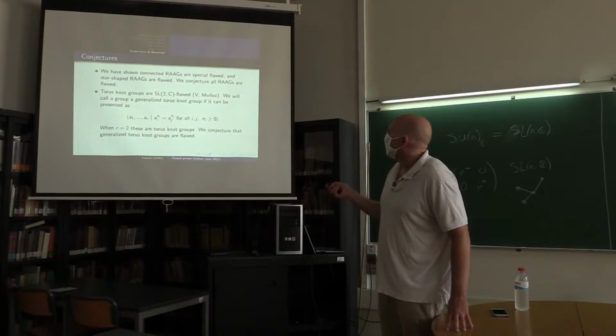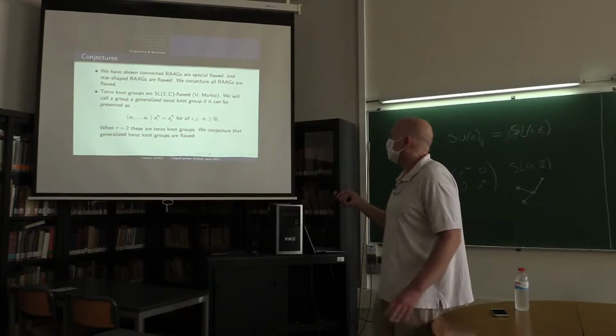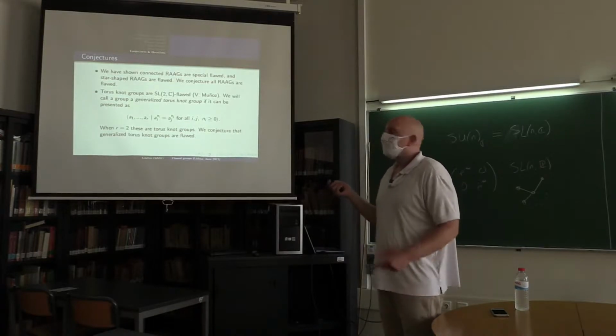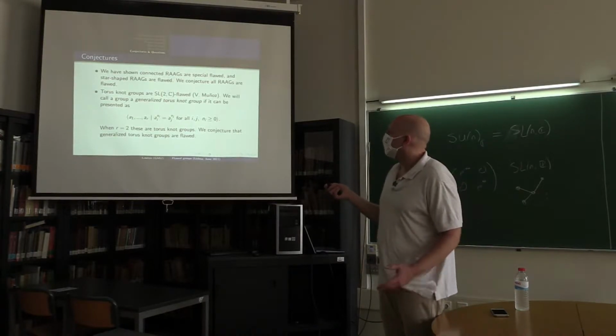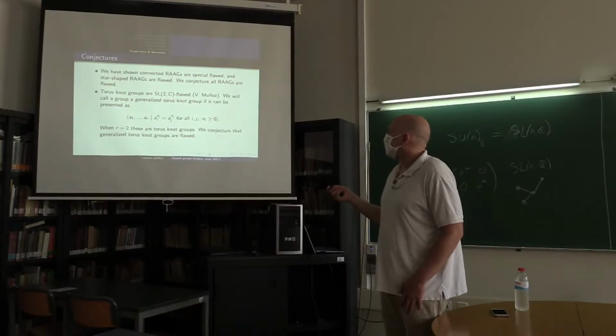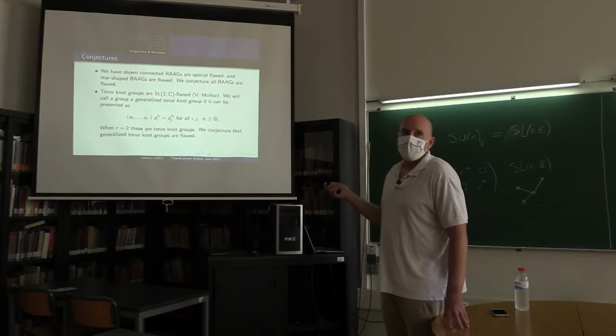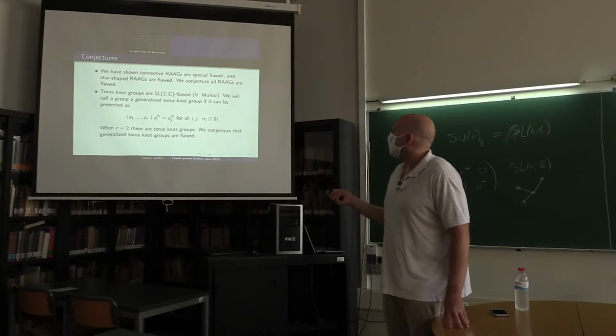Okay, and then work from Vicente Munoz. He wasn't thinking about flawedness at all, but he was just computing the geometry of torus knot groups, and looking at his computations for SL2C and SU2, you can see that there is a deformation retraction just from looking at the geometry. And so one can generalize the class of torus knot groups to a class that looks like this. We call it generalized torus knot groups, and we conjecture that based off the existing computations that these are actually flawed groups.